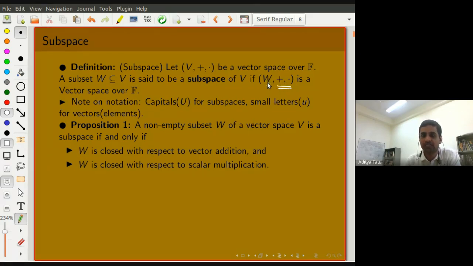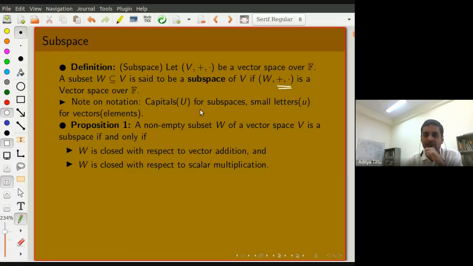Okay, with a subset, you can in principle come up with different definitions of the two binary operations, and then check whether W is a vector space with these two new operations or not. Even if it is, we will not call W with those two different operations a subspace. Okay? Please remember this point.